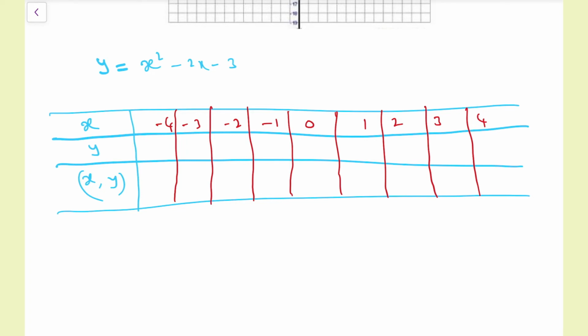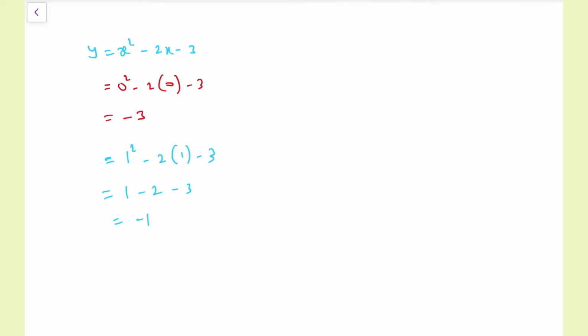First, let us substitute now. Y equals to x square minus 2x minus 3. Now first I am substituting 0. 0 square minus 2 into 0 minus 3. Zeros are not at all necessary, so simply we can remove. So minus 3. Next, I will substitute 1. 1 square minus 2 into 1 minus 3. 1 square is 1, minus 2 ones are 2, minus 3. 1 minus 2 is minus 1, minus 1 minus 3 is minus 4. Then for the same polynomial I am substituting 2.